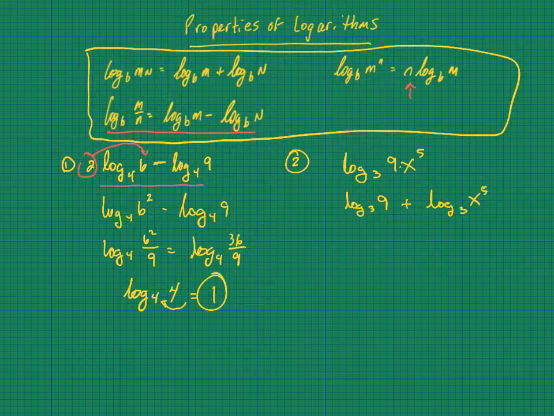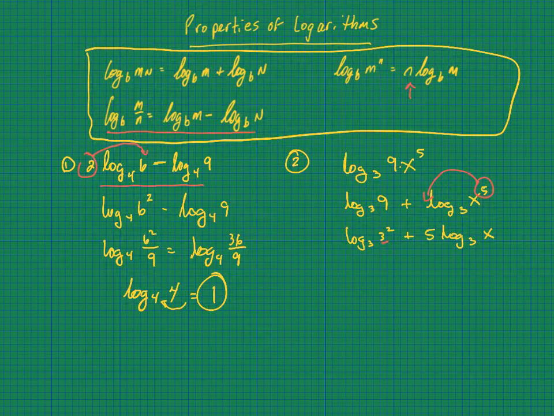So we can turn around and simplify here. Well, we have the log of base 3 of 3 squared plus 5 times the log of base 3 of x. And there you go. I went ahead and used the power rule, right? Brought it around. And I went ahead and just created a 3 squared instead of having 9. So again, using the power rule here, right?